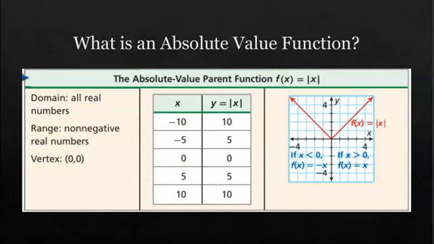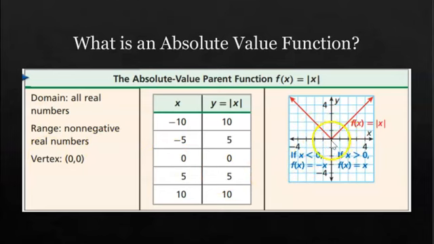Absolute value functions are functions that have absolute value expressions in them. So the parent function of this is just y equals the absolute value of x. The domain is all real numbers, and the range is all positive numbers and 0. So y is greater than or equal to 0. And the vertex is (0, 0).